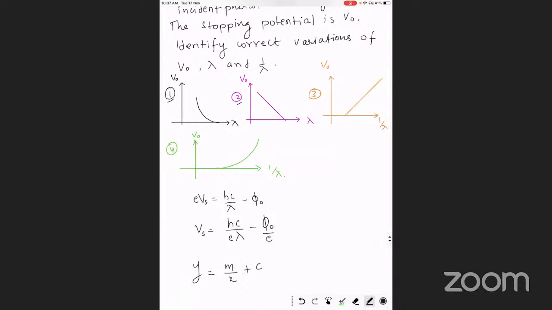So what should be the nature of graph? Straight line or rectangular hyperbola? Tell me. Fourth one. Out of 1 and 2, look at only 1 and 2, I said. Okay. On x-axis, see what we are taking. What is there on x-axis? Lambda. So at the place of lambda, I am assuming x. I am not assuming x at the place of 1 by lambda. I am assuming x at the place of lambda.